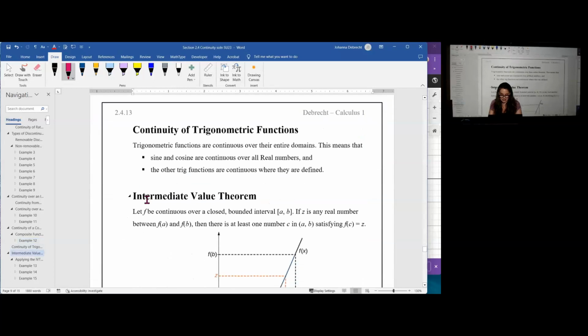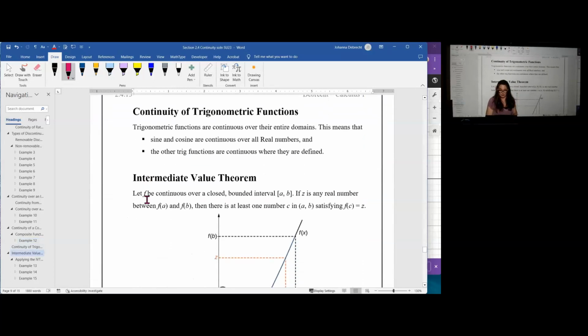Okay, let's now talk a little bit about continuity of trigonometric functions. Trig functions are basically continuous over their domain. Now we know that the graphs of tangent, secant, cosecant, cotangent all have vertical asymptotes. But those vertical asymptotes cause 0 in the denominator, so they're not in the domain. So we're talking about where it's defined. As long as it's defined, it's continuous. That means that sine and cosine are continuous over the entire real number line.